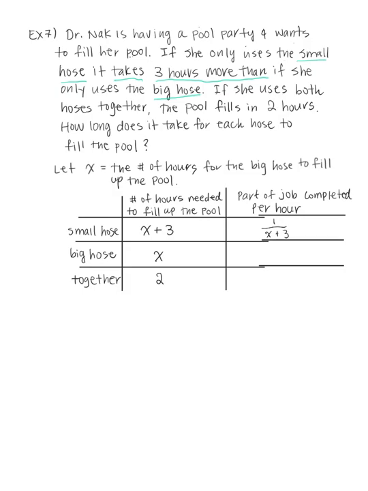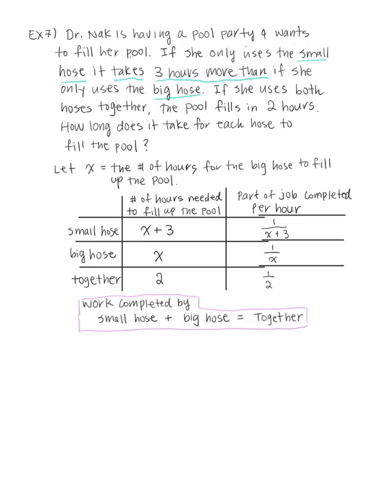And for the big hose, we're going to do the same thing. It's going to be 1 over x, and then all together, I'm going to put 1/2. So the part completed by the small hose plus the part completed by the big hose must equal the amount completed together. So let's translate that into an equation. The work completed by the small hose was 1 over x plus 3, plus the work completed by the big hose was just 1 over x. Now all together it's 1/2. So this is the equation that we need to solve.